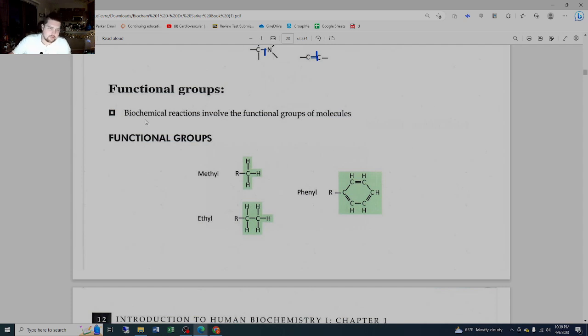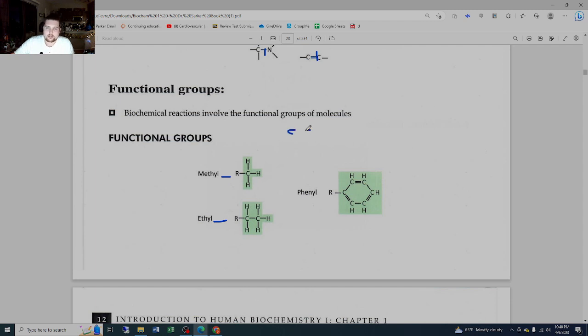We're going to have our biochemical reactions involve the functional groups of molecules. So when you see different molecules, these methyl, ethyl, and phenyl, you'll see these are prefixes, and then there'll be something else afterwards. All that's saying is that R represents more stuff. We don't necessarily know exactly what it is unless we have the full compound.